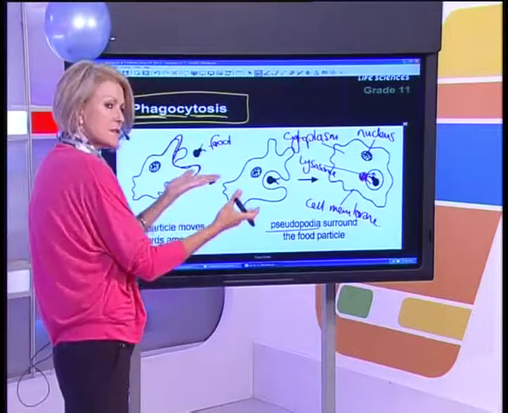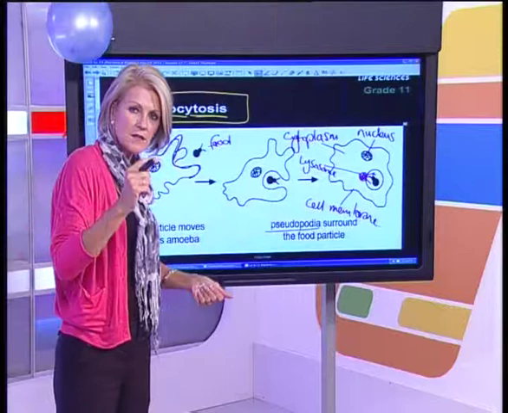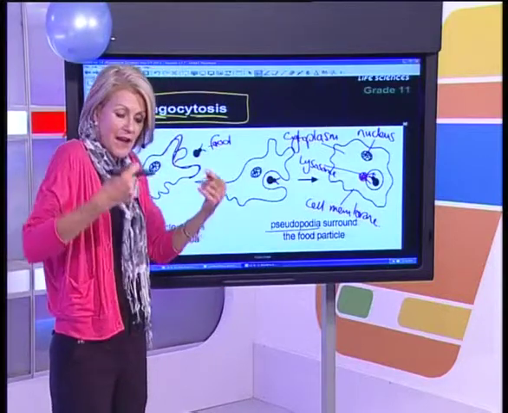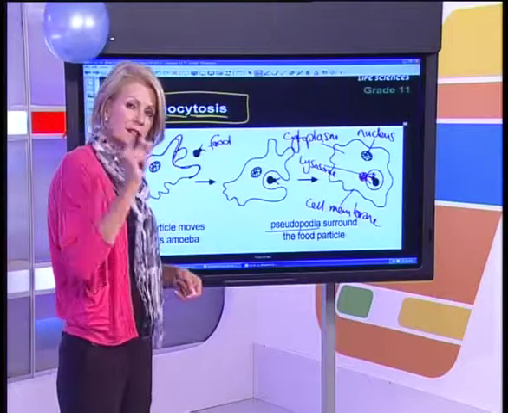Because remember, these are just single-celled organisms. They're not huge mammoth things. Just one little cell. So instead of us having our tummy and our small intestines, here it just has the little lysosome.